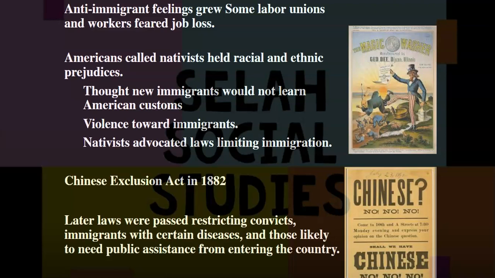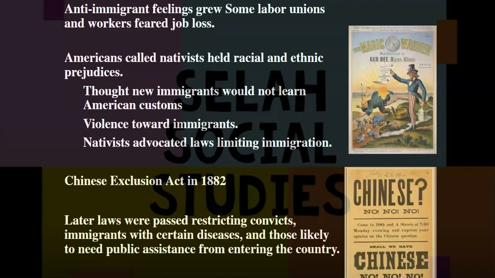Many nativists feared that the new immigrants would not bother to learn American customs, which would be destructive to the American society. Nativists took out their frustration on immigrants in different ways. Some emerged in violence, while others advocated for laws that would severely limit immigration to the United States. It was the latter group of nativists that were most successful.